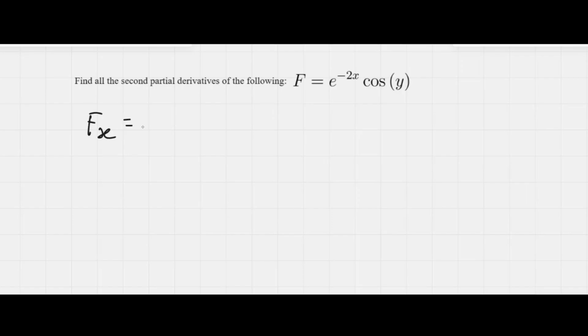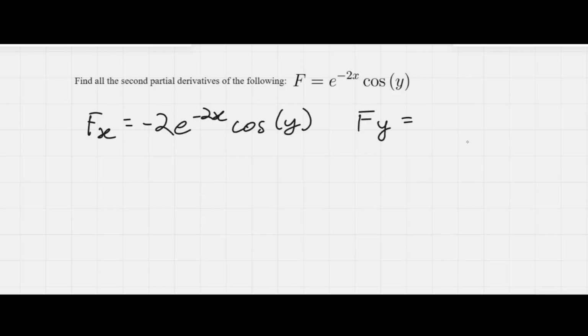So we're bringing down the negative 2. That leaves us with negative 2 e to the power of negative 2x cosine y. Okay, let's leave that there. Now we have f sub y, or the partial derivative of f with respect to y.